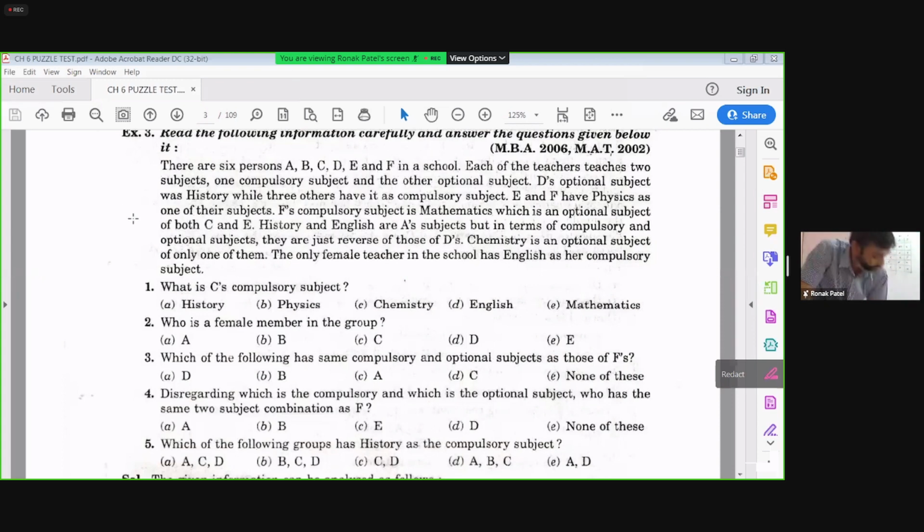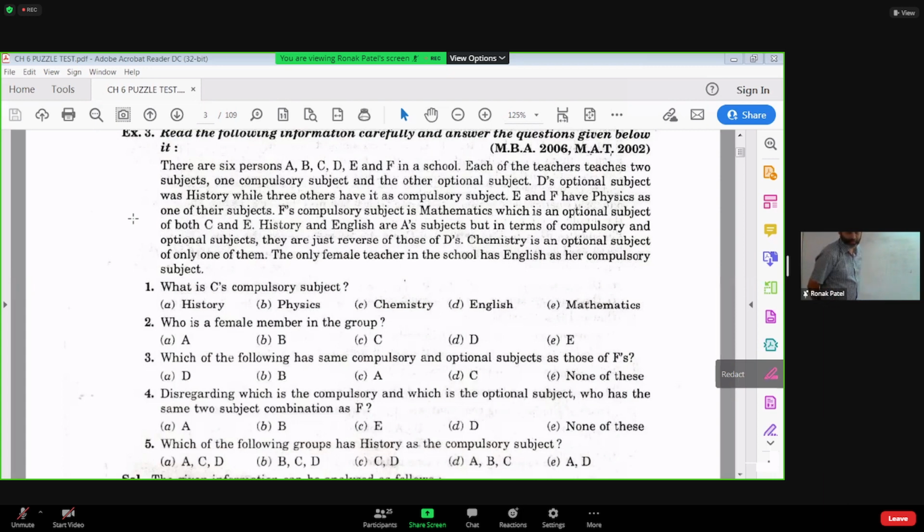Got everybody the idea? Yes, sir. Okay. How have you made this table? There are ways to make this, right? It is not like that. But there are 6 persons, right? And there are subjects, compulsory and optional subjects. One is compulsory, one is optional. And which subjects are there?